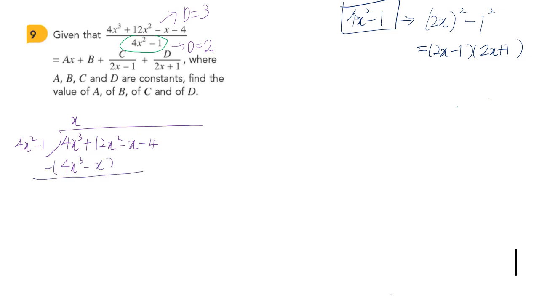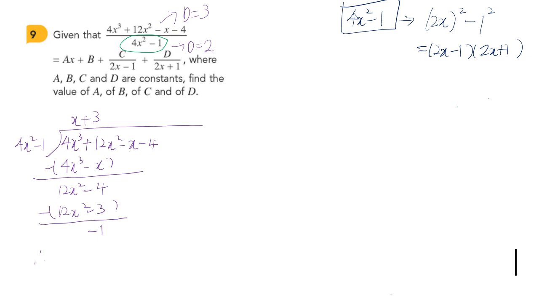Okay, so I would have 12x squared. Then negative x plus x gives me 0. So 12x squared minus 4. Then I can multiply with the 3. That gives me 12x squared minus 3. Negative 4 plus 3, negative 1.